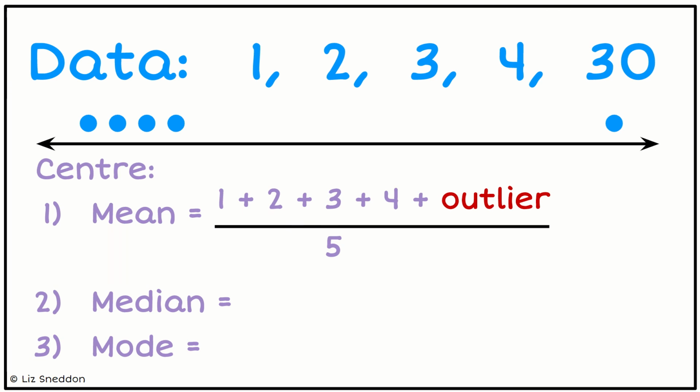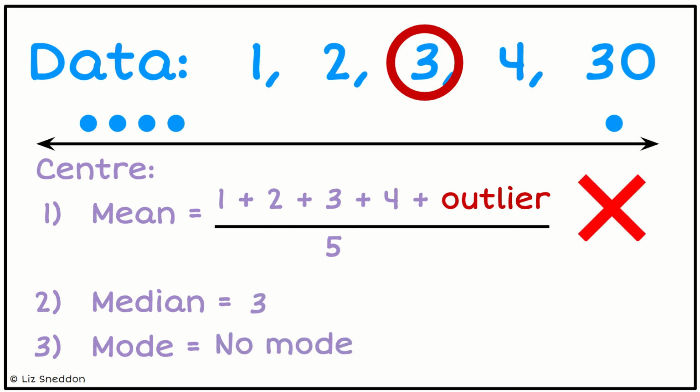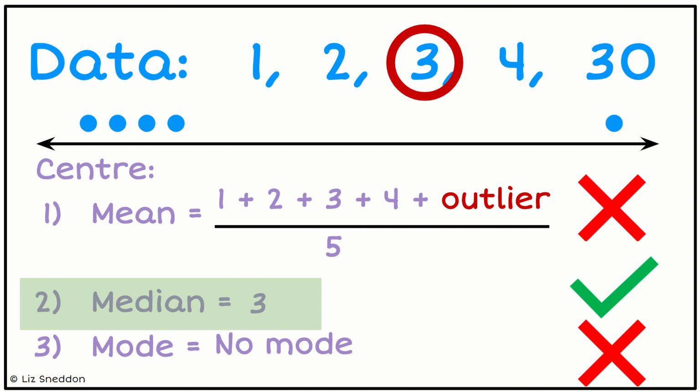So let's ignore that. Let's have a look at the median. Well, the median is just the number in the middle. It's not affected by that value of 30 at all. It's only the middle position. And so our median is still 3. And we don't have a mode. So in this case, we can't use the mean. We can use the median, but we can't use the mode. So our median is going to be the most appropriate measure to use, because the median is not affected by outliers. It is the most stable measurement when we have outliers or skewness.